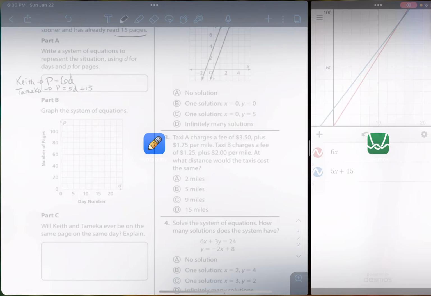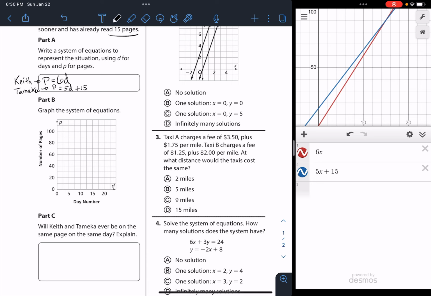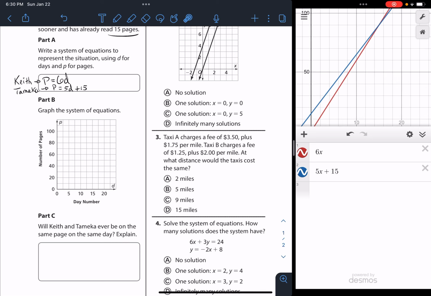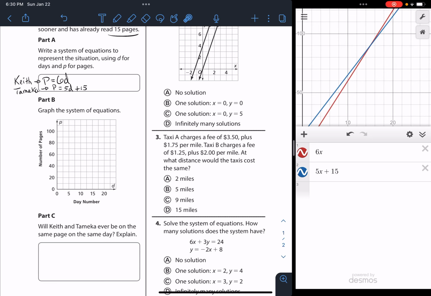So let's put that to the side for now and keep going on the test. It says, will Keith and Tamika ever be on the same page on the same day? Well, if you look over here at the graph, that answer would be yes, because they actually cross paths right here at 15, 90. So that answer would be yes. They will be on the same page after a certain amount of days.